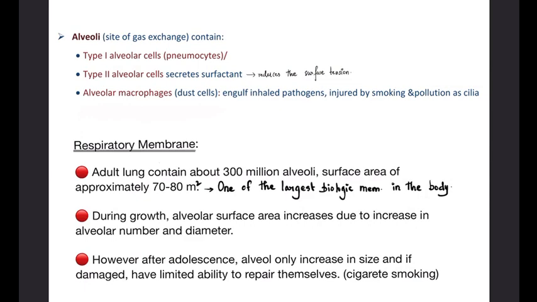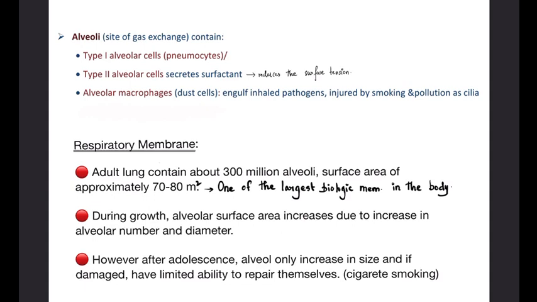Alveoli, site of gas exchange. Okay, we all know that alveoli is where gas exchange occurs. There are two types of alveoli: type 1 alveolar cells and type 2 alveolar cells. Type 2 alveolar cells secrete surfactant. Just remember for now, surfactant is very, very important if you don't want your alveolar sacs to collapse. In order for them not to collapse, you need surfactant.